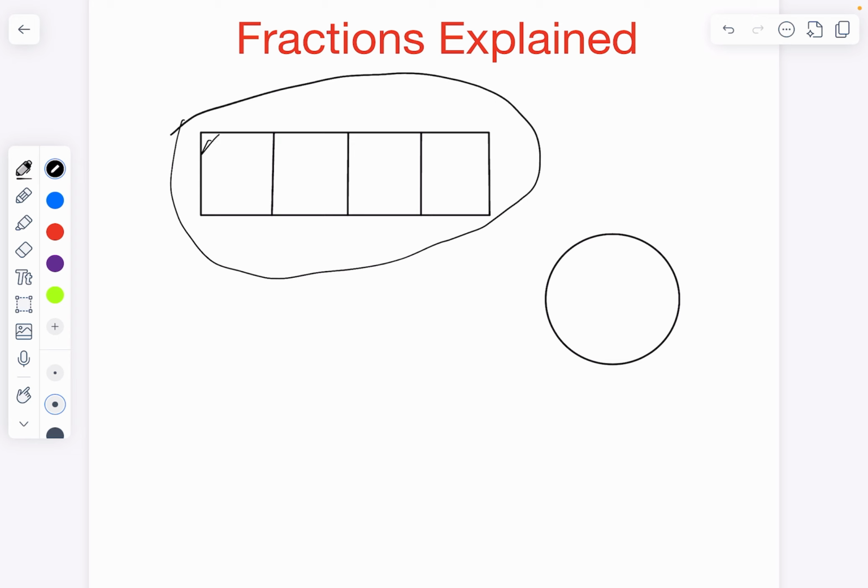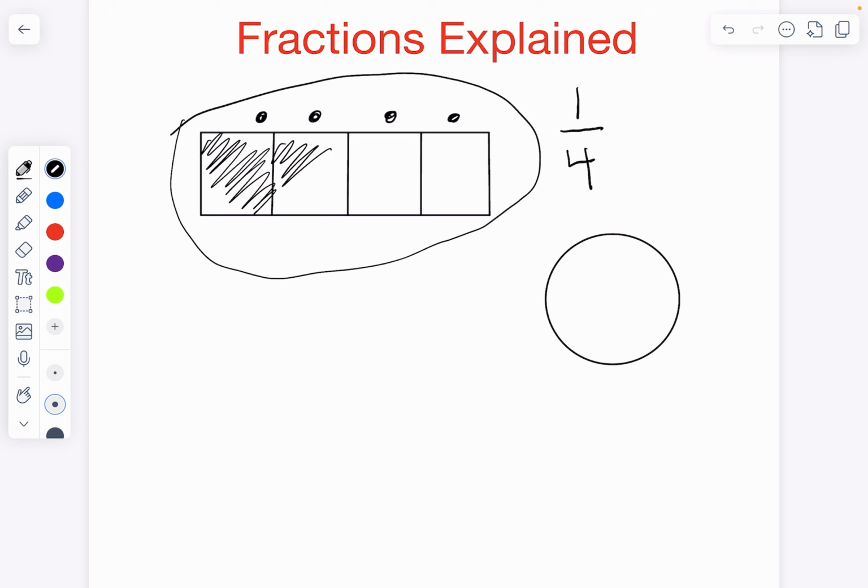Now, if I shade just one piece of it, all I'm technically saying is that I'm taking one piece of the whole box. Now, how many pieces are in the whole box? 1, 2, 3, and 4. So I've taken one piece out of 4 pieces. There were 4 pieces in the beginning, or one whole box that was split up into 4 pieces, and I've taken one of them.